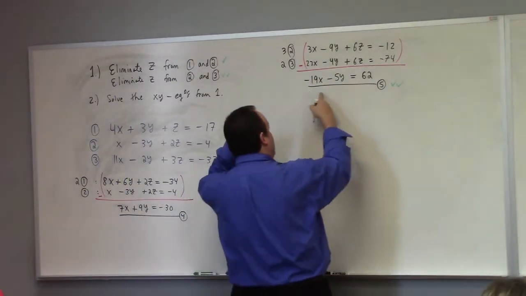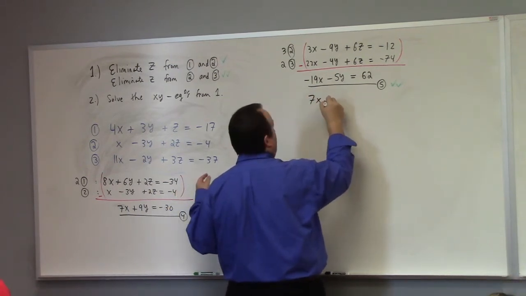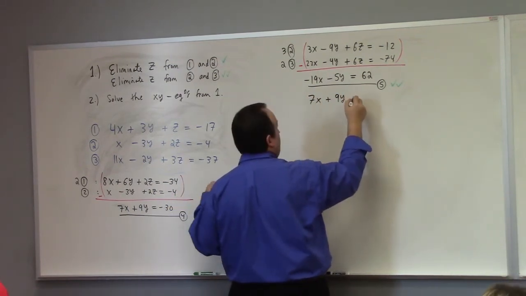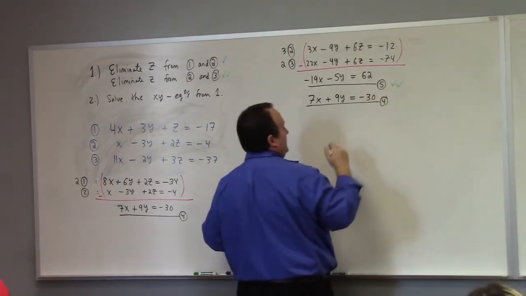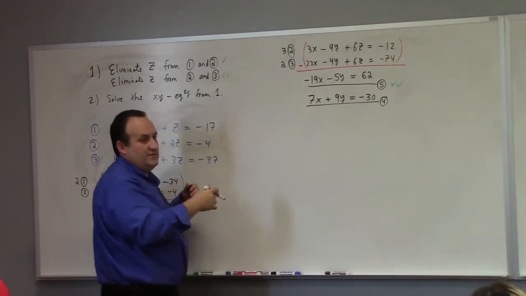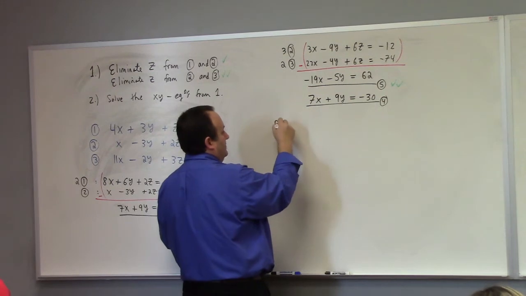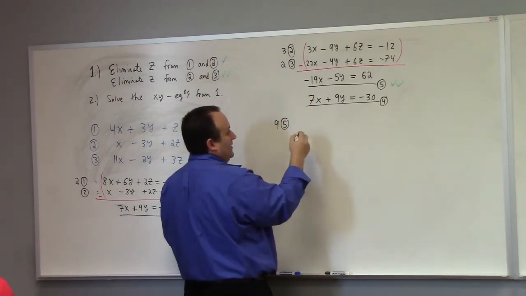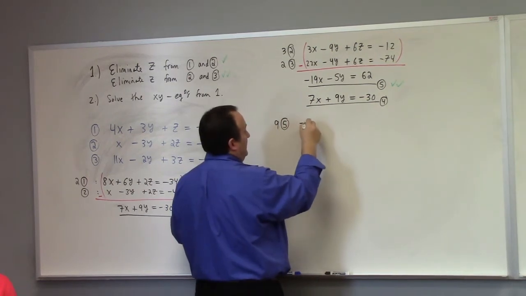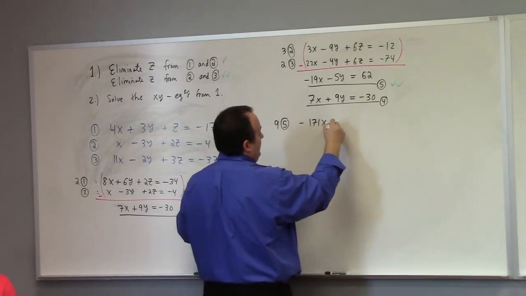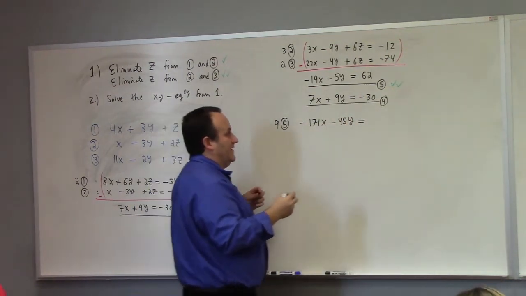We've got this one, and I'll write 4 over here. We've got 7x plus 9y equals minus 30, right? That's my equation 4. So to make these match up, what I'm going to do is multiply equation 5 by 9. 9 times 19 is 171, so minus 171x minus 45y. 9 times 62, which is, what, 558?